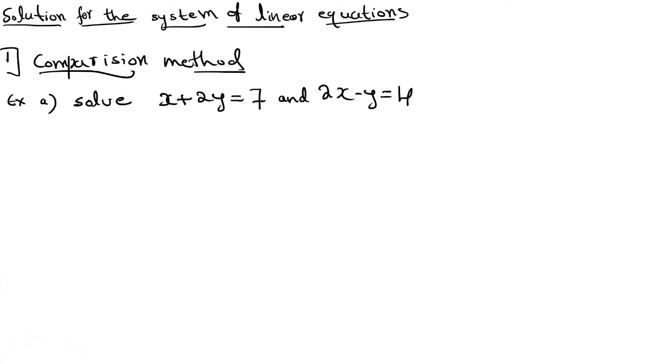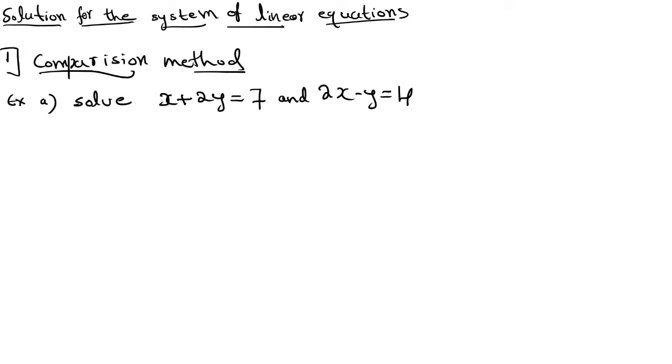Good morning students. In this session we'll see solutions for systems of linear equations using different methods. Our first method is the comparison method. I will explain this method with an example. See, the question is like this. Solve x plus 2y equal to 7 and 2x minus y equal to 4 using the comparison method.